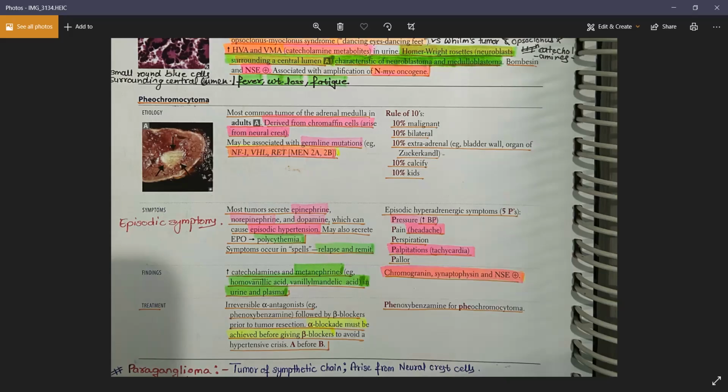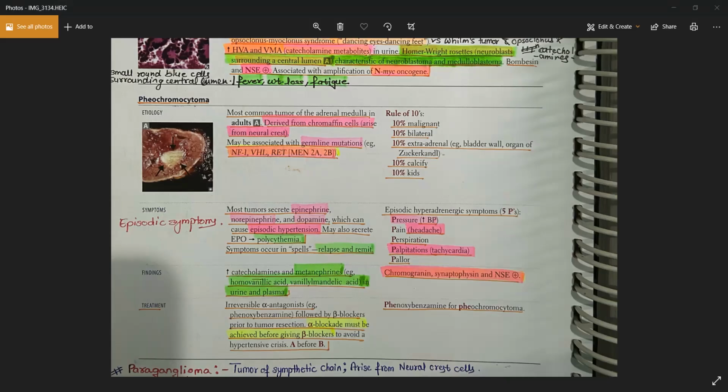And why is this happening? Two things. First is the release of epinephrine and norepinephrine from this tumor. Second is the EPO from the cells. Okay, and it is very important to note.